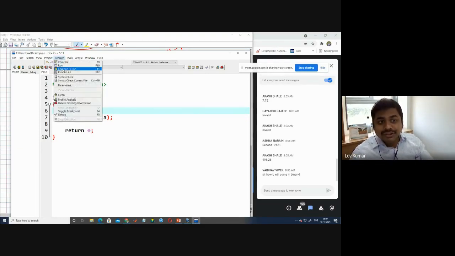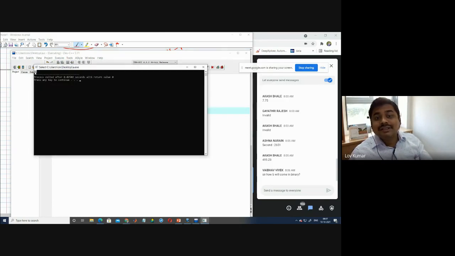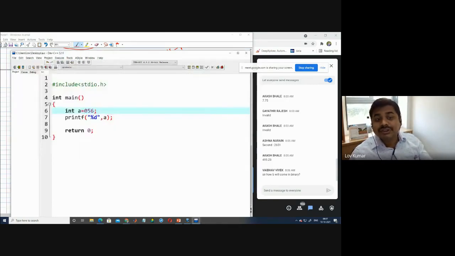If you execute this, you will see what value it prints. It is printing the value 46. Can you tell me what is the decimal representation of 056? 46. Okay, so you have to check the question carefully.